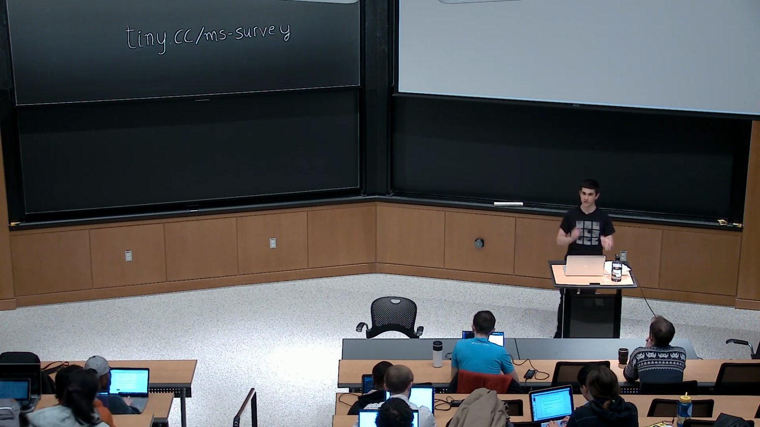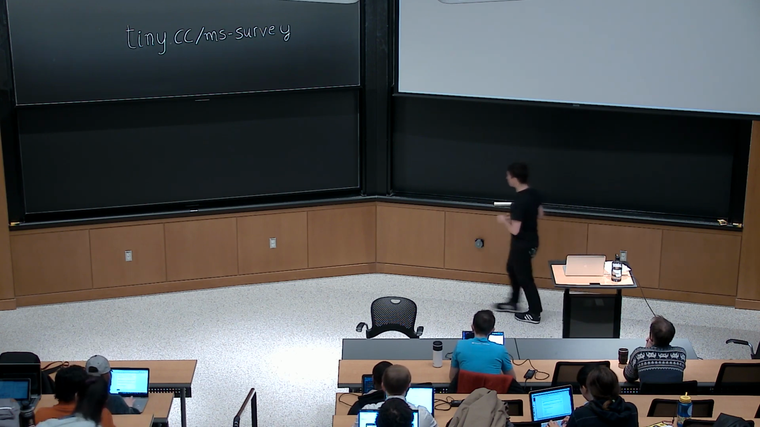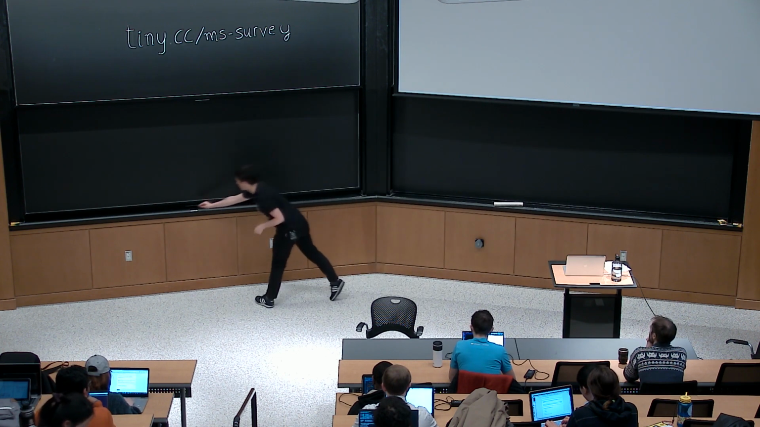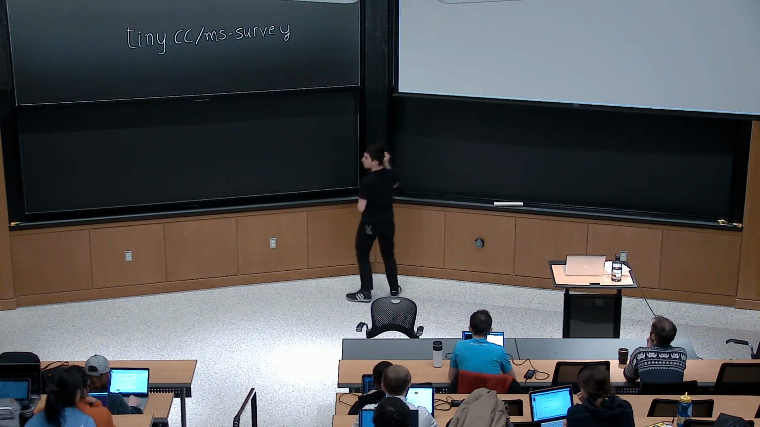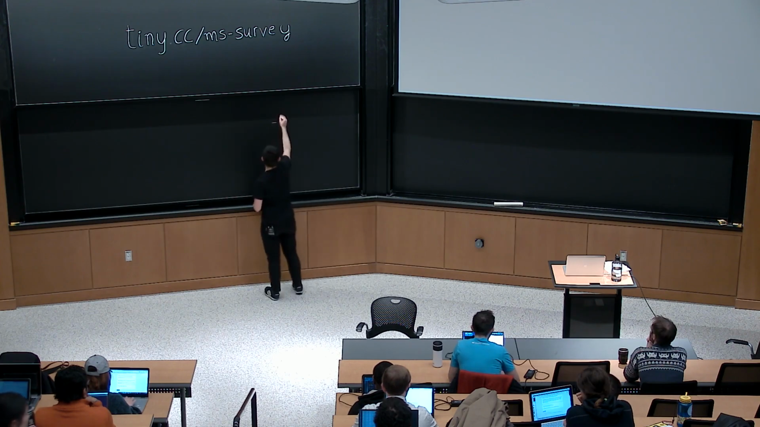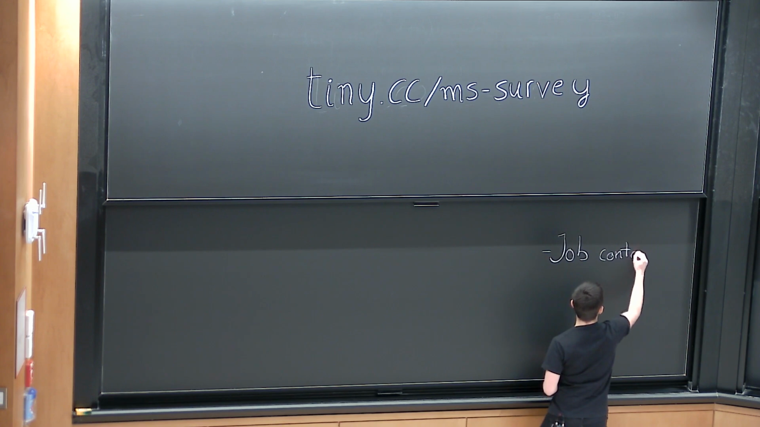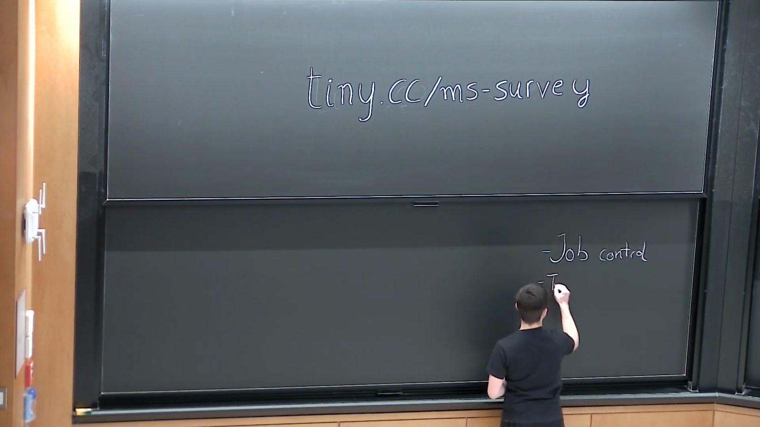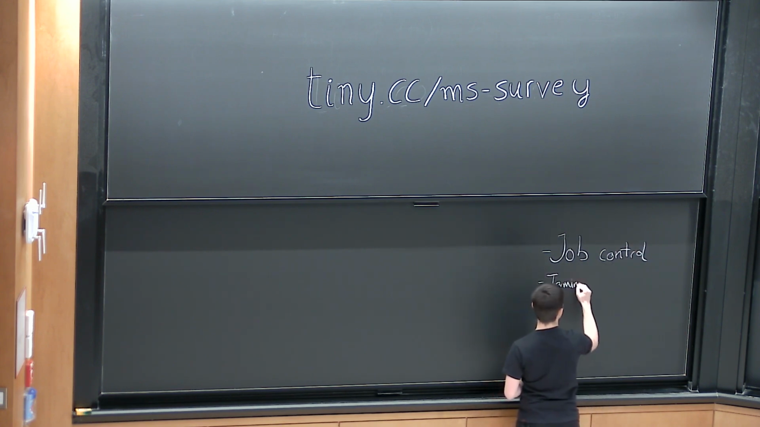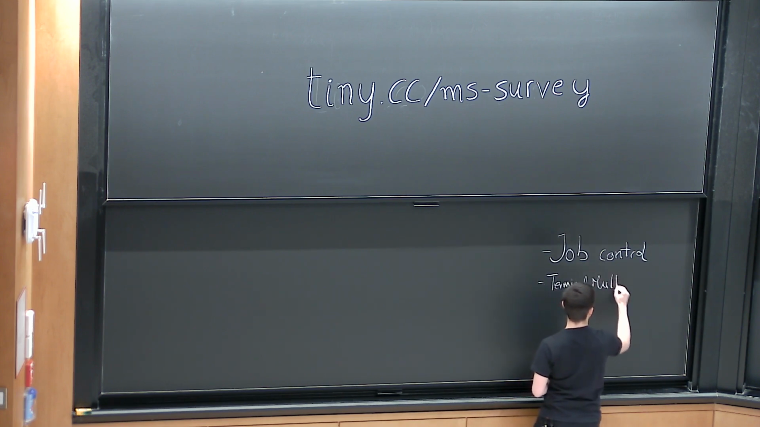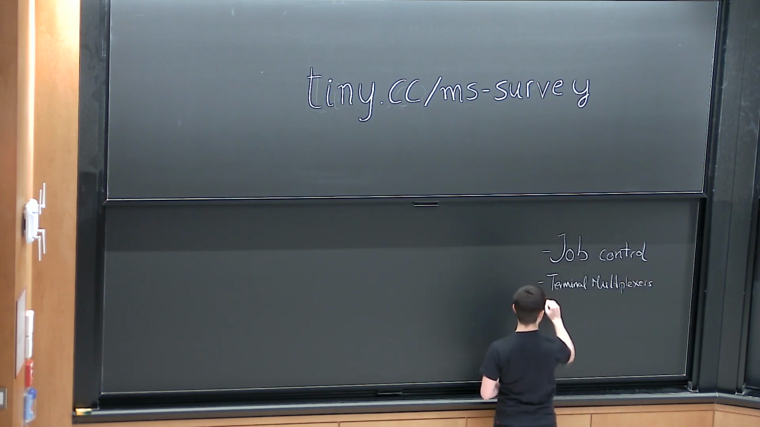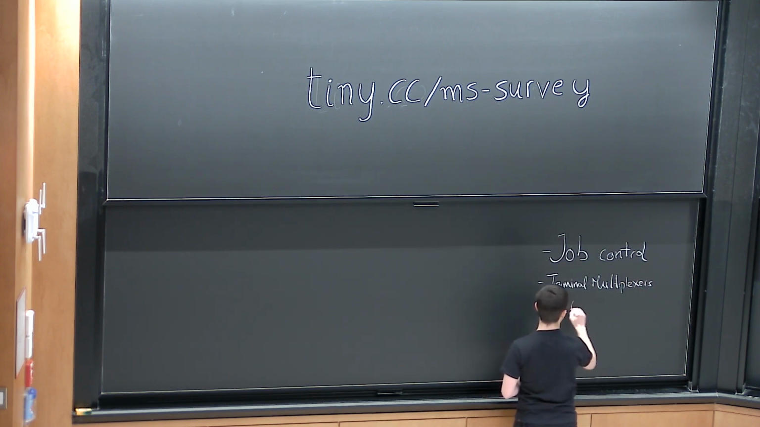Now this lecture is called Command Line Environment, and we're going to cover a few different topics. So you can keep track of what I'm talking about, the first is going to be job control. The second one is going to be terminal multiplexers. Then I'm going to explain what dot files are and how to configure your shell. And lastly, how to efficiently work with remote machines.